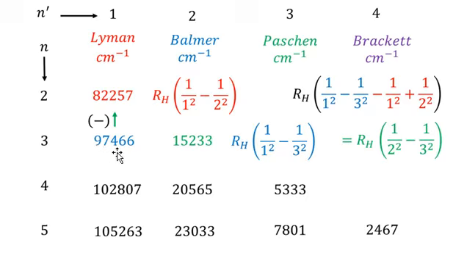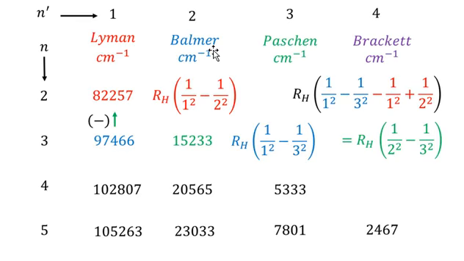When the hydrogen makes its transition from the third level to the first level, because this is the Lyman series in which level 1 is regarded as the fundamental level, then of course this wavenumber is emitted, which is 97466 centimeter inverse. If the transition takes place from level number 4 to the ground level, then this wavelength will be emitted. And if the transition takes place from the fifth level to the first level, then of course this wavelength will be emitted.